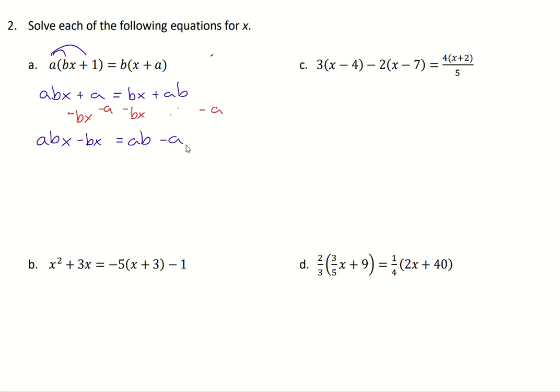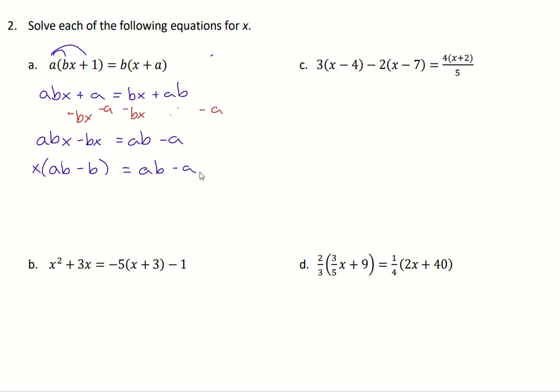So you could factor out an a, but remember, what am I trying to solve for? Can I factor an x out of this? Let's try it. If I factor just the x, even though there's a little bit more, what would be left behind, Zed? ab minus b. And that's still all equal to this lovely ab minus a.